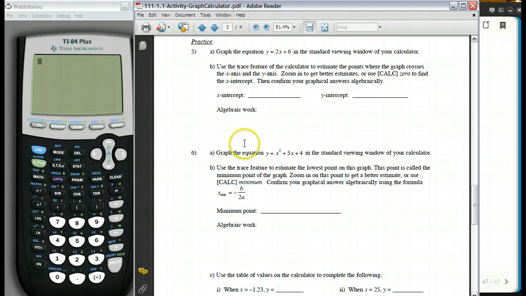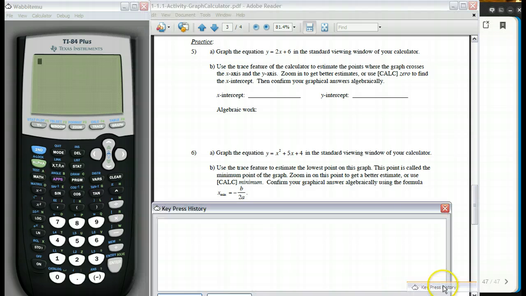In this video I'm going to work on page 3 of the graphing calculator activity that we worked on during the first week of classes this term. So again, we're on page 3. I'm going to start with number 5. The first thing we're asked to do is to graph an equation in the standard viewing window of our calculator. This equation is already in y equals, so I can just directly enter this into our y equals menu here.